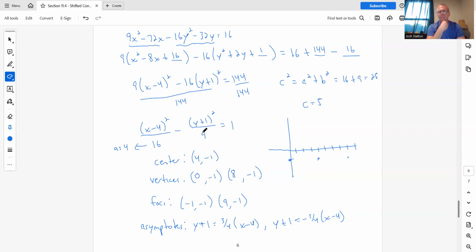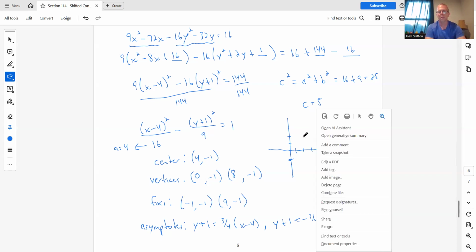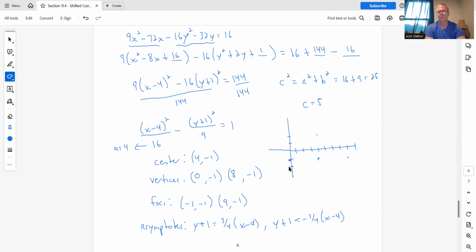And then we can also go up or down 3 for this part, so we can create our box. So 1, 2, 3, and then go down 1, 2, 3, and then that gives us our box that we can create. So we can draw the asymptotes, which again, you don't really need to know how to do for WebAssign, but not a bad idea to know. And then you draw your diagonals. There are your asymptotes, somewhat. If I can draw straight, which I can't.